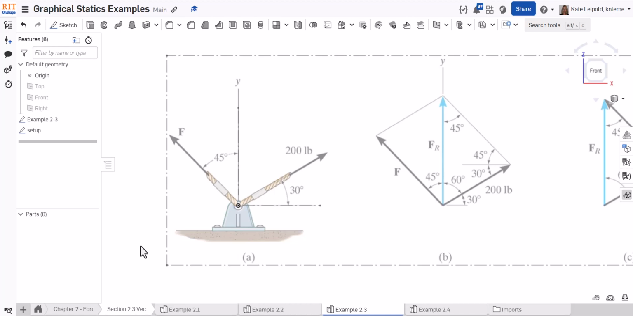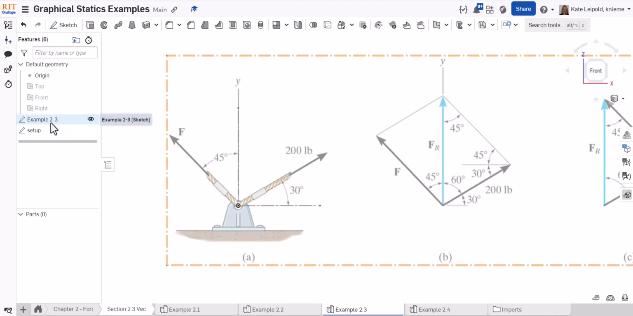In example 2.3, once again, we are adding two forces to determine the resultant. In this case, the resultant is to be projected along the positive y-axis. So here we have the directions of all three vectors, and we are missing two magnitudes. So we can have no more than two unknowns. And in this case, the unknowns are the force component and the resultant force magnitude.